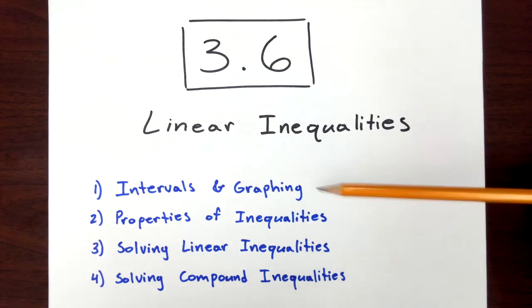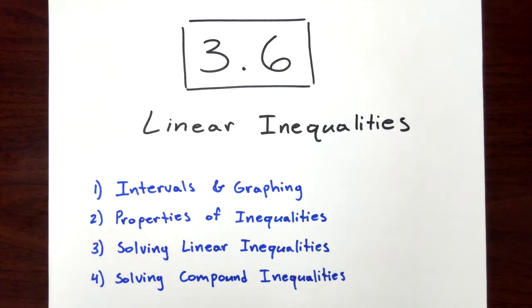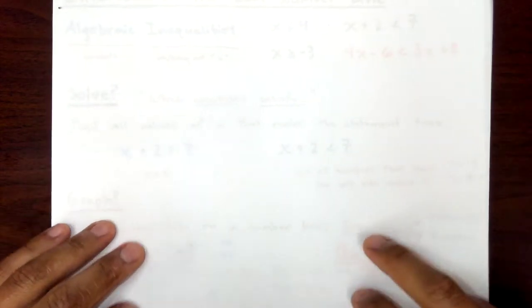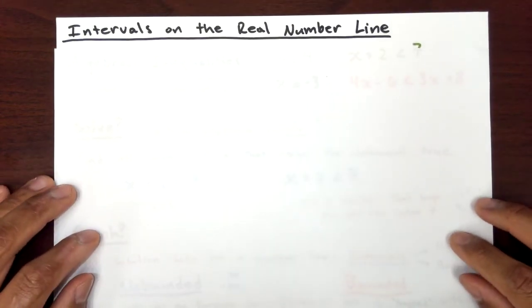For lesson 3.6, we're going to talk about intervals in graphing, properties of inequalities, solving linear inequalities, and then solving compound inequalities. We're going to start with section 1, which is intervals and graphing, and follow along in your books on page 184 for me. Okay, so let's go ahead and get going. First thing we're going to talk about is intervals on the real number line.